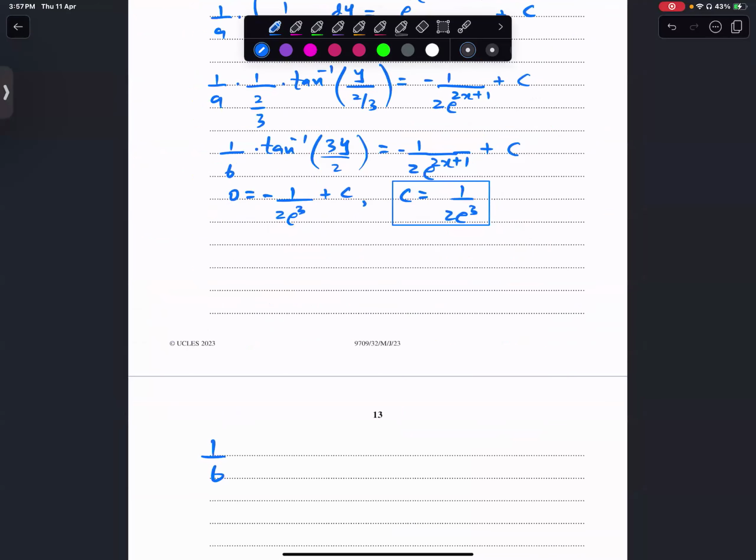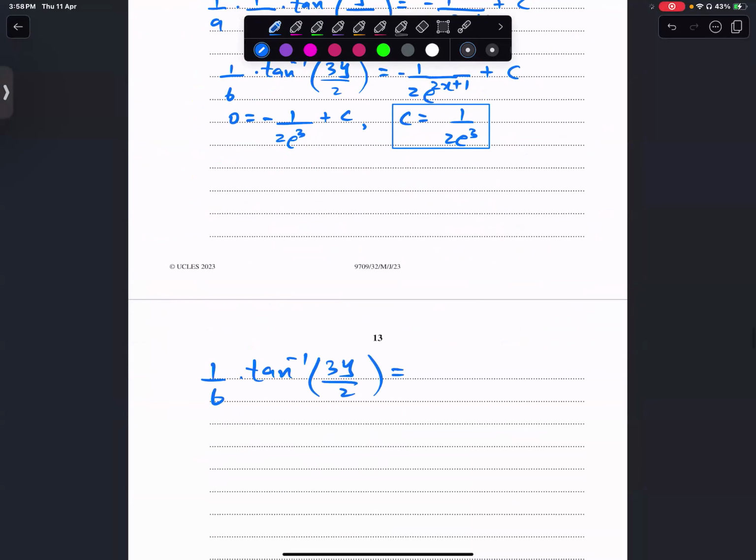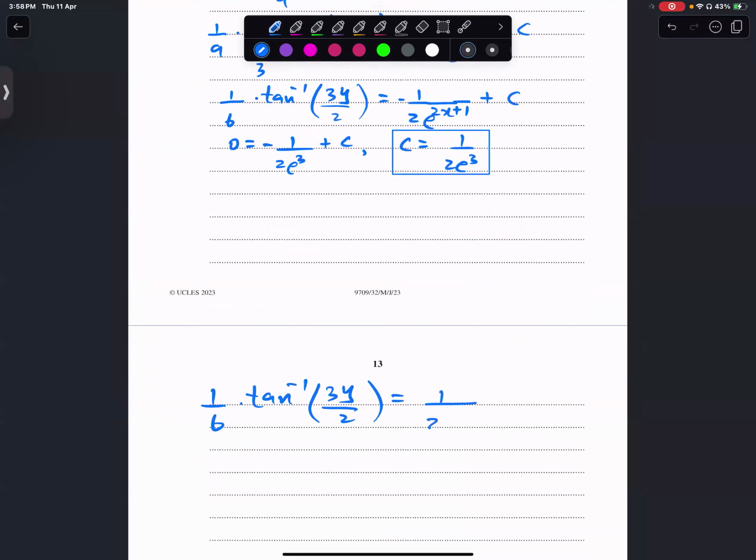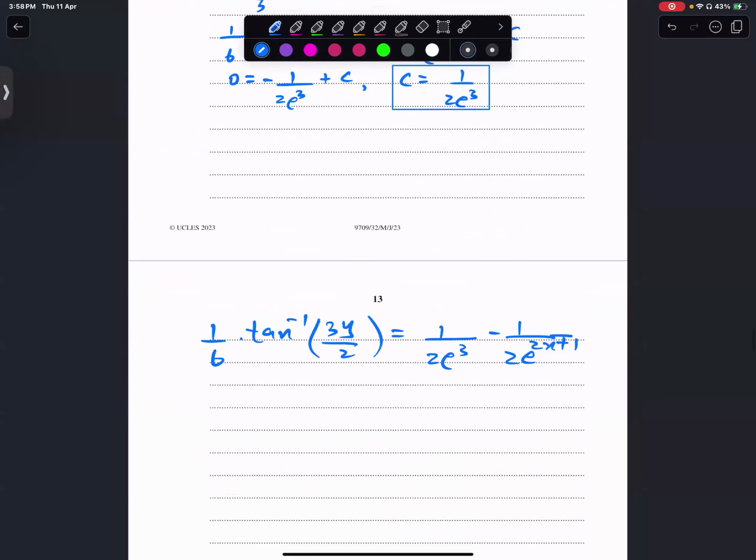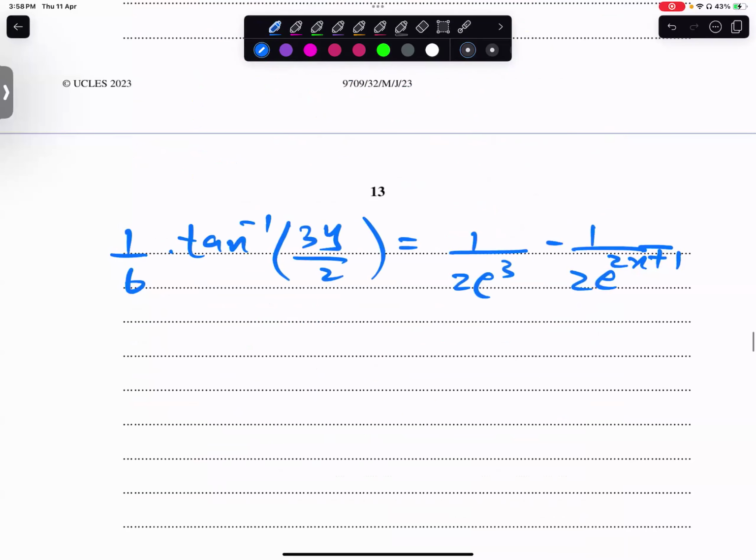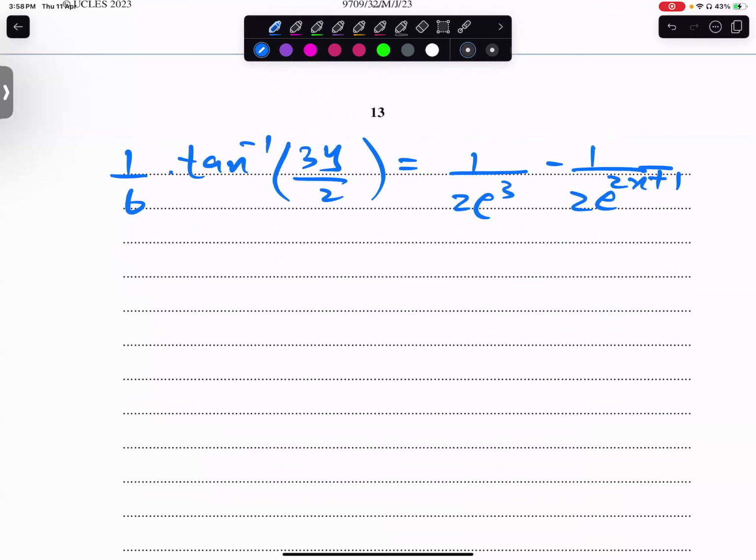1 over 6 times tangent inverse of 3y divided by 2 is equals to the value of c first, because it is positive, 1 over 2 e cube minus 1 over 2 e raised to power 2x plus 1. Multiply 6 on the right side. Three over e cube minus 3 over 2e raised to power 2x plus 1.